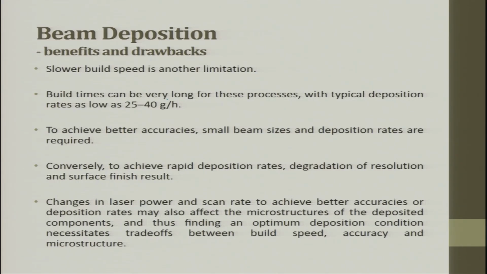Building time can be very long for these processes, 25 to 40 grams per hour. To achieve better accuracy, small beam size and low deposition rates are required. Conversely, to achieve rapid solidification rate, degradation of the resolution and the surface finish results. Change the laser power and scanning rates to achieve better accuracies. Deposition rates may also affect the microstructure of the deposited component, and thus finding an optimum deposition condition necessitates a trade-off between the build speed, accuracy and the microstructure.